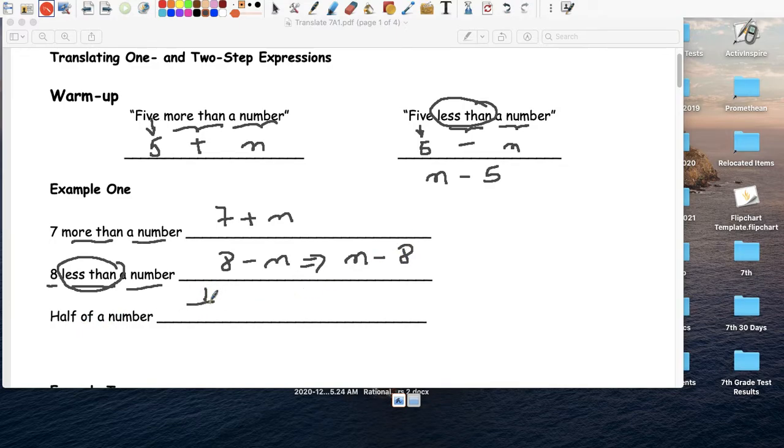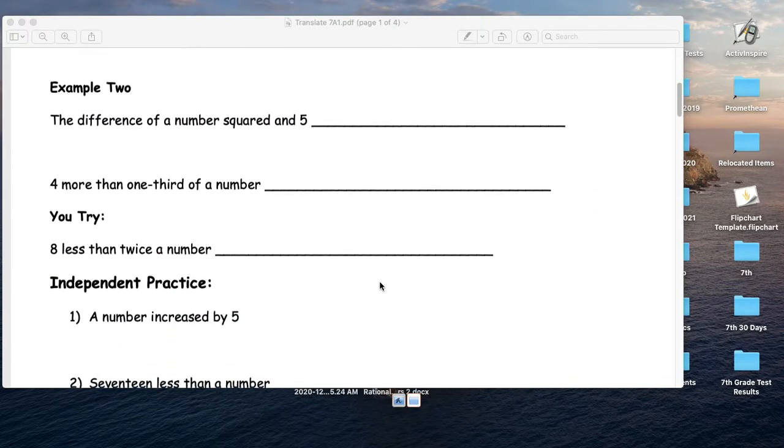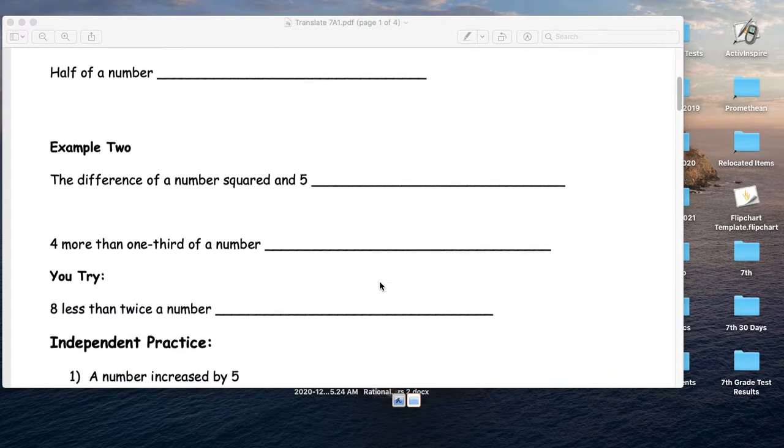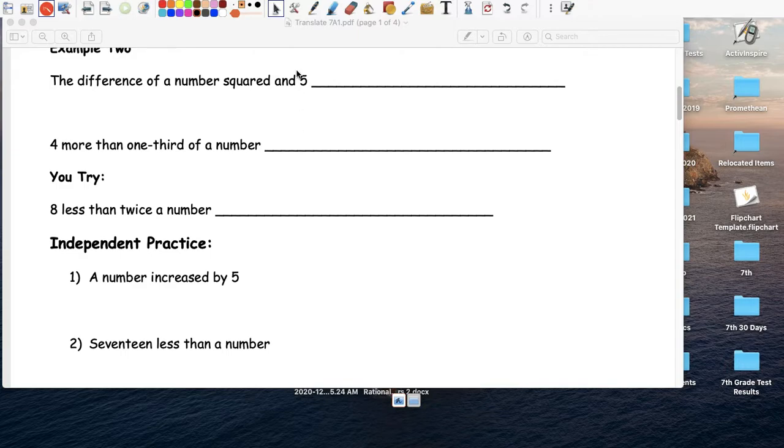Half of a number. Here's what half is: of is multiplication, and a number. You can write it like that, or you can write it like this. It's up to you. Where are we? Did we do all that? Yeah, I think we did all that. You can fast forward.